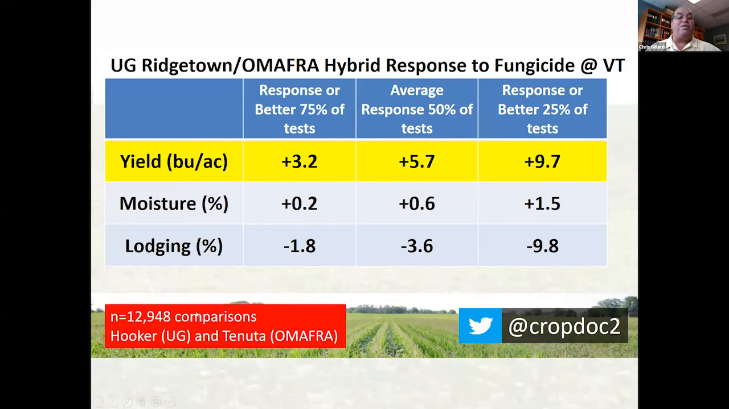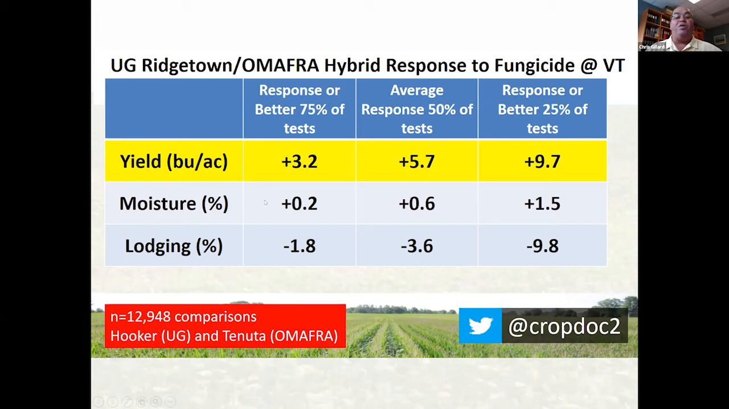This is a total of almost 13,000 comparisons that Dave Hooker and Albert Tenuta have put together, showing quite a good yield response in corn. So in those studies, they got a 3.2 bushel yield increase in at least 3/4 of their tests, a 5.7 bushel in at least 50% of their tests, and a 9.7 bushel response in at least 25% of their tests, which is, I think, quite a dramatic increase compared to soybeans or dry beans, and likely would pay for those products at least some of the time and give you something left over.